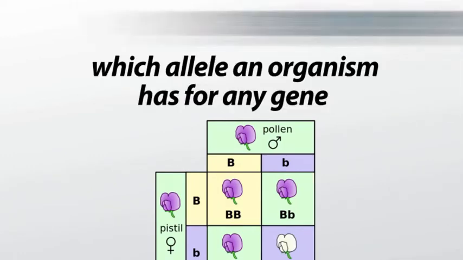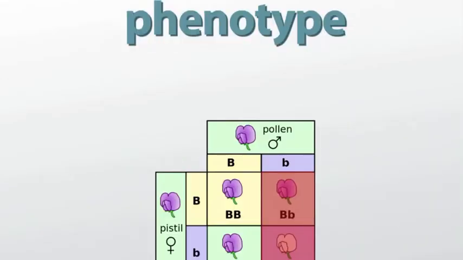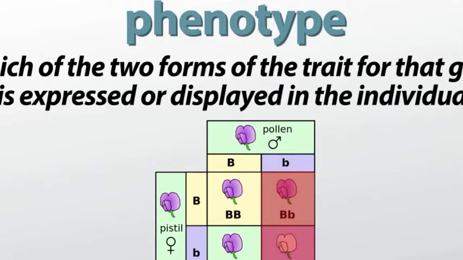The description or understanding of the alleles of an organism for any gene is called the genotype, and the word phenotype describes the physical expression of the two forms of the trait that the gene is expressed or displayed in the individual. To basically say it is what you see. To take a step back, a gene is a small piece or section of DNA that codes for a specific trait. Each gene within itself has a set of instructions for making the molecules that organisms need to survive.